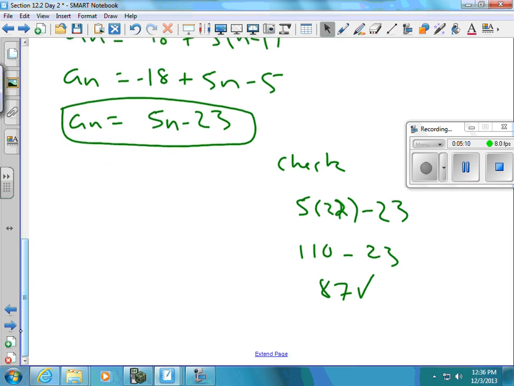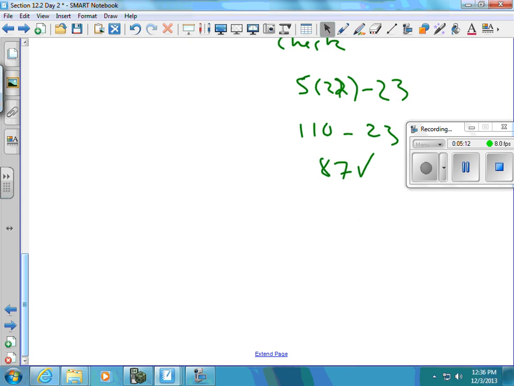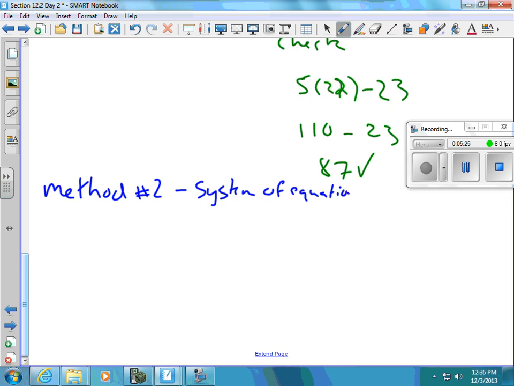Now, another method you could use is a system of equations. I'm just going to show it to you. I'm not expecting that too many people are going to want to use it, but you can. This is the way your book does it, so if you're looking at your book, this is the way they do it.